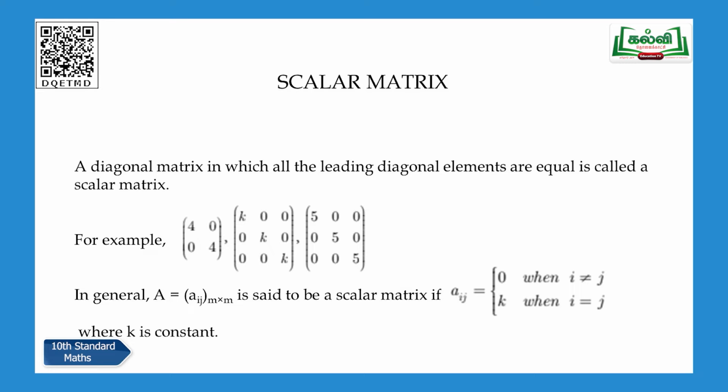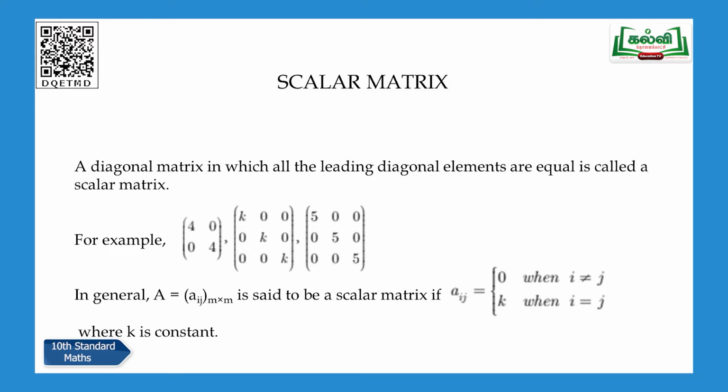So, 4 and 4 are diagonals. So, same number k 0 0, 0 k 0, 0 0 k. So, diagonally we have all k's, and 5 0 0, 0 5 0, 0 0 5. So, all 5's only. So, this is called a scalar matrix. That means if the leading diagonal elements are equal, then the diagonal matrix is nothing but a scalar matrix.